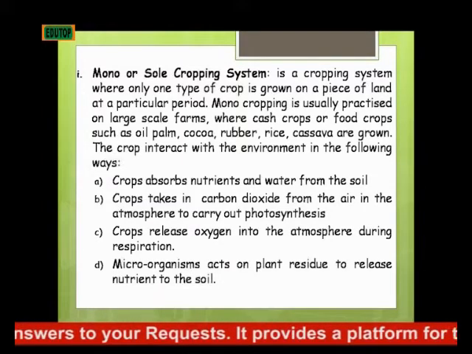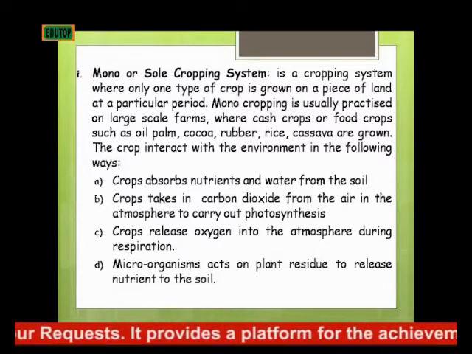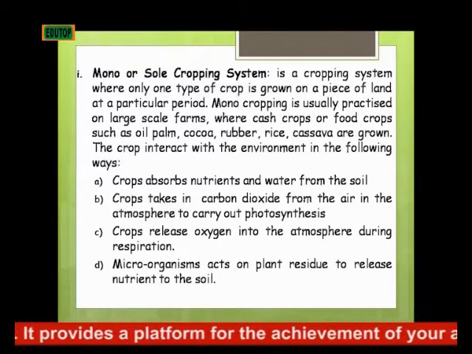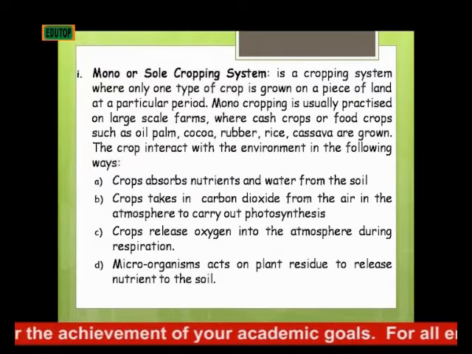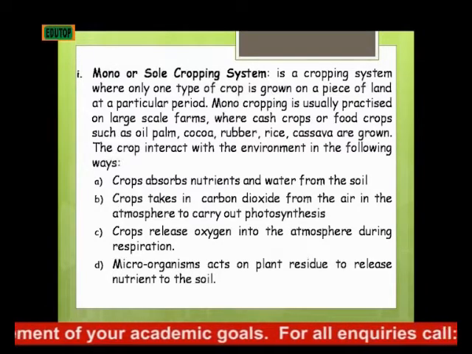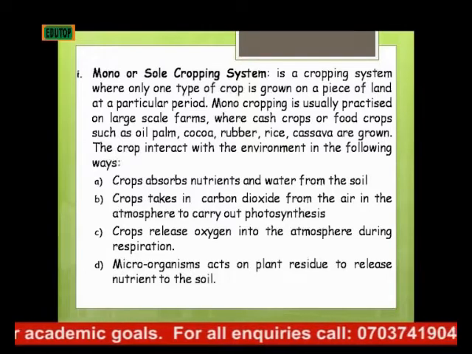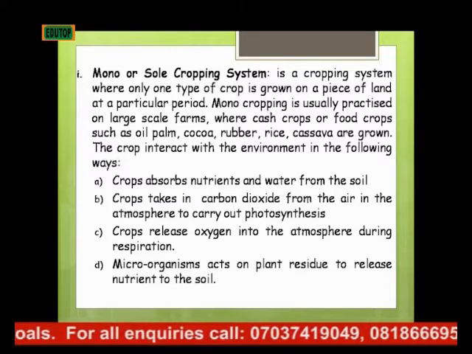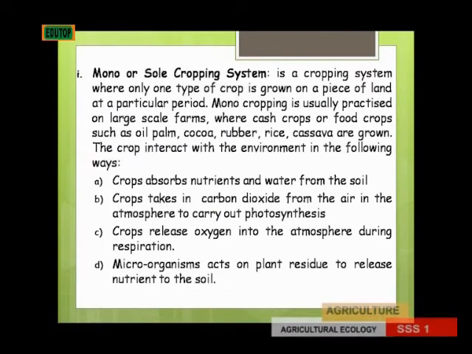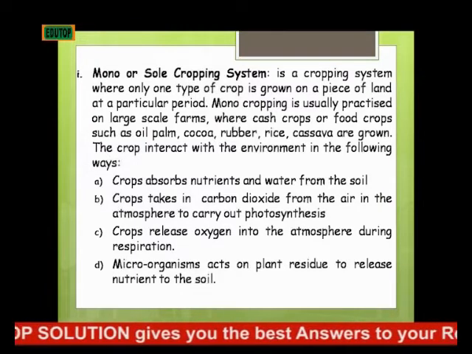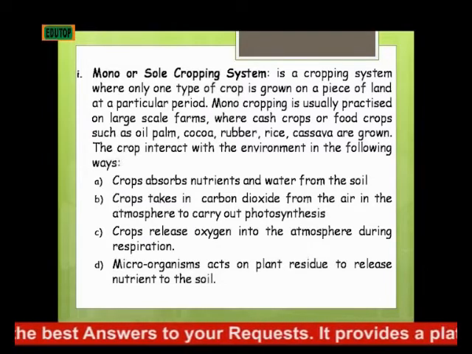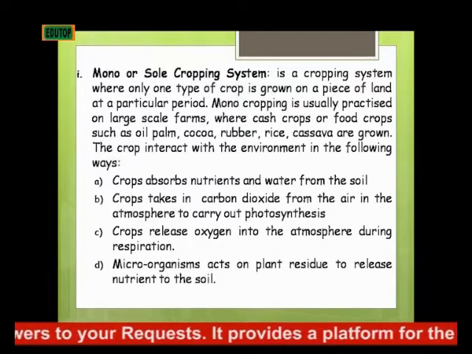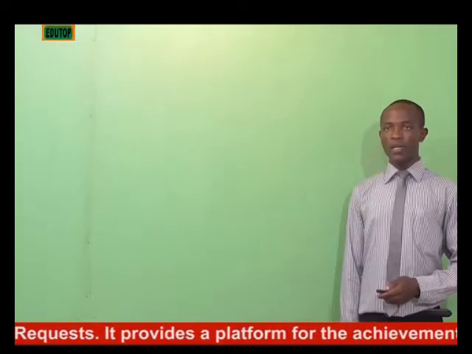Monocropping is usually practiced on large-scale farms, where cash crops or food crops such as oil palm, cocoa, rubber, rice, cassava are grown. The crop interacts with the environment in the following ways. The first one is crops absorb nutrients and water from the soil. The crop takes in carbon dioxide from the air in the atmosphere to carry out photosynthesis, and then the crop releases oxygen into the atmosphere during respiration, and then the microorganisms act on plant residue to release nutrients to the soil.